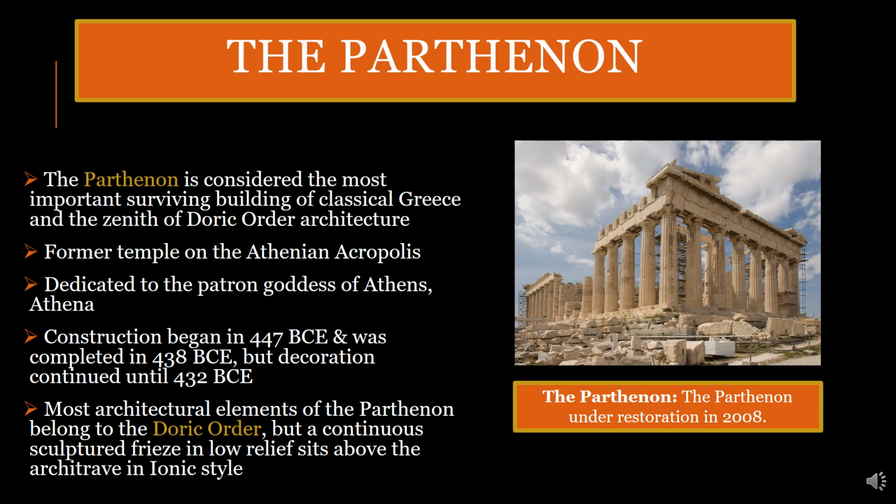The Parthenon is considered the most important surviving building of classical Greece and the zenith of Doric order architecture. It is a former temple on the Athenian Acropolis dedicated to the patron goddess of Athens, Athena. Construction began on the Parthenon in 447 BCE, when the Athenian Empire was at its peak. Construction was completed in 438 BCE, but decoration of the building continued until 432 BCE. Although most architectural elements of the Parthenon belong to the Doric order, a continuous sculptured frieze in low relief that sits above the architrave belongs to the Ionic style.